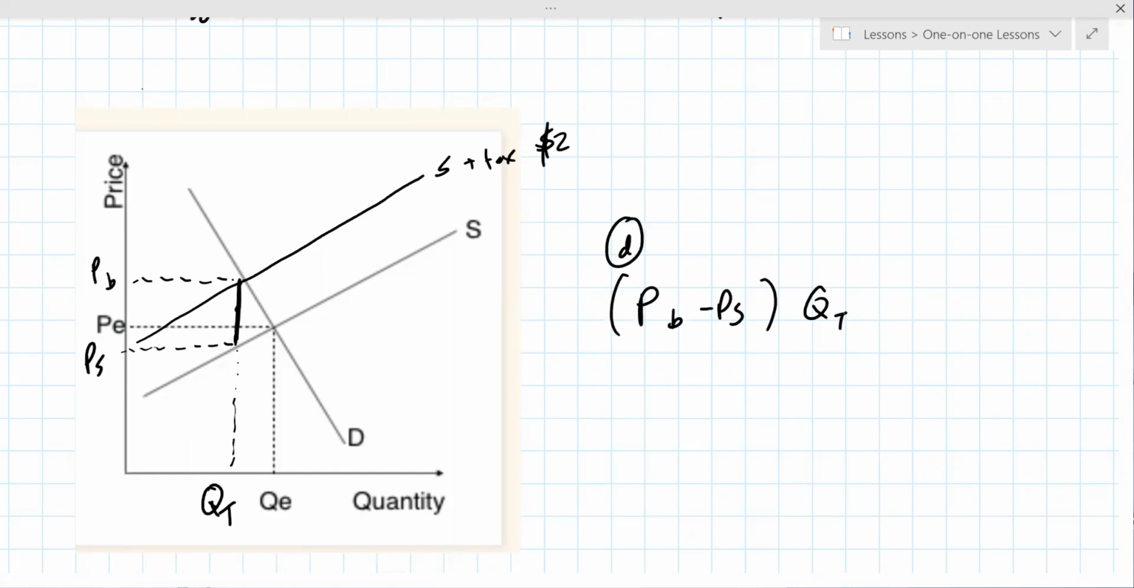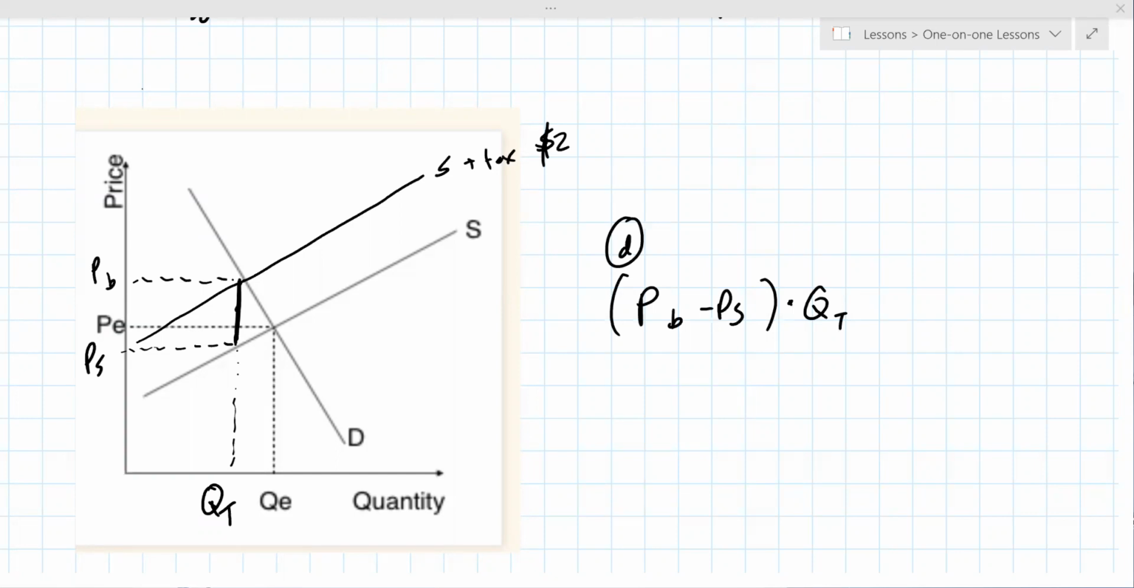Wait, so is that all for just part D? Yeah, I'll just show that. Okay. What about C though? Is that okay? I mean, can we move on? Yeah, it's okay. We can move on.